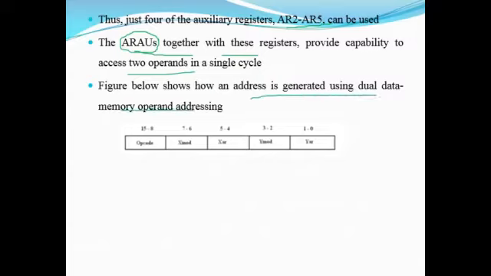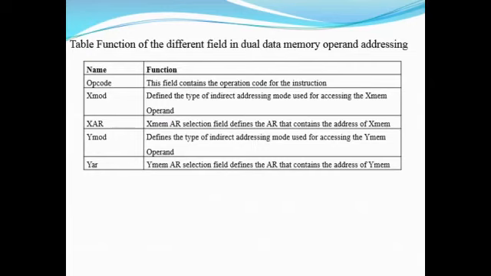So this is what we consider 0 to 15, a total of 16 bits. Then the function of the different fields in dual data memory operand addressing. One is opcode. This field contains the operation code for the instruction. So this is the function of an opcode.